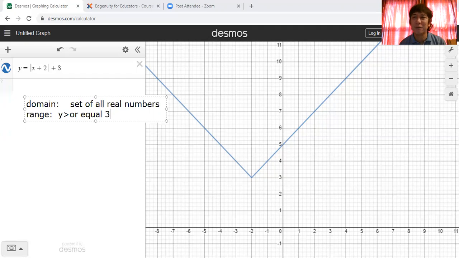So that will be it for our absolute value functions. I hope you will be able to do your domain and range for given absolute value functions. And this will be all for now.